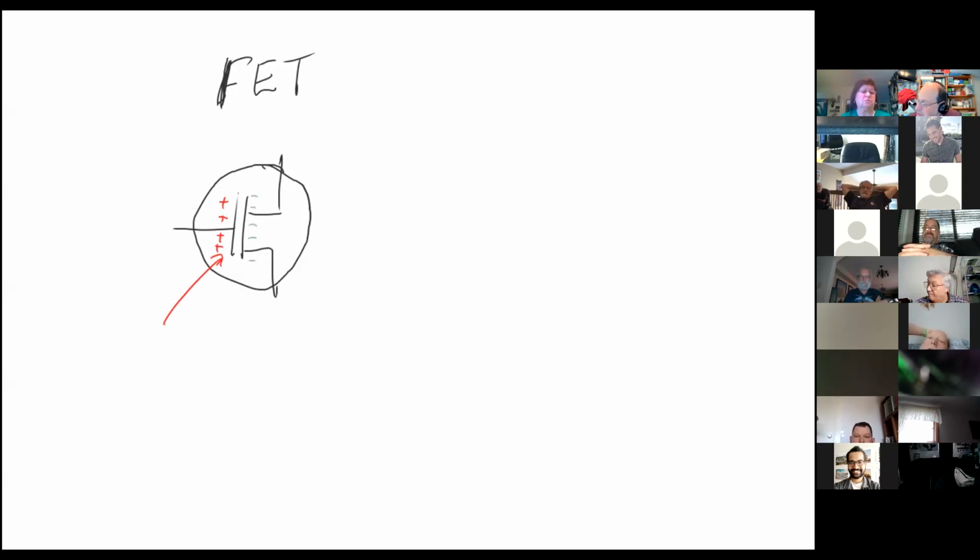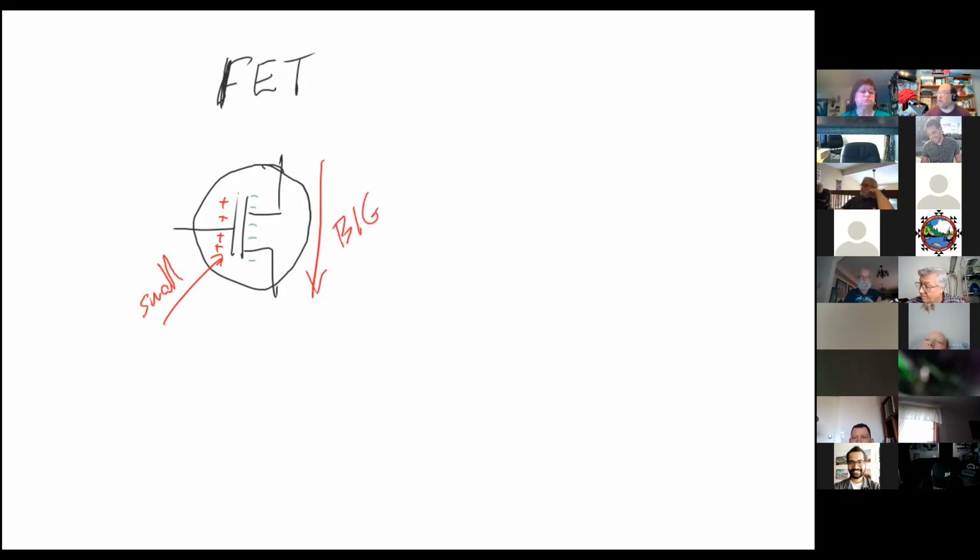So by changing the voltage that exists on one side of that plate of the capacitor, you're going to change the voltages that exist on the other side. So a small change on the left-hand side will change the right-hand side a lot. That is known as a field effect transistor. They're a lot more efficient than the bipolar junction transistors because there's no actual connection between the inlet and the outlet.